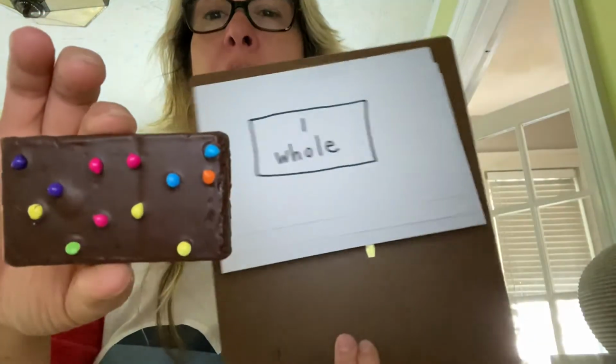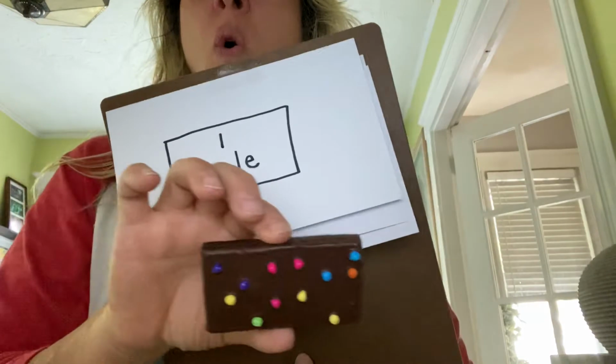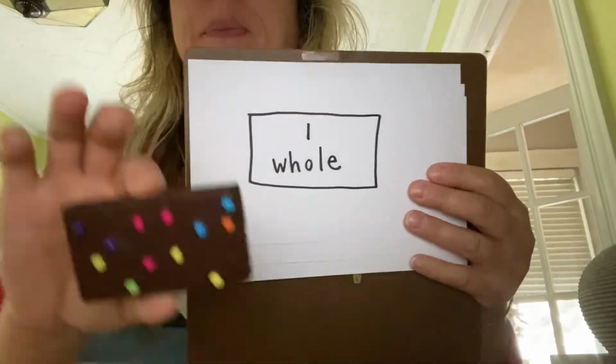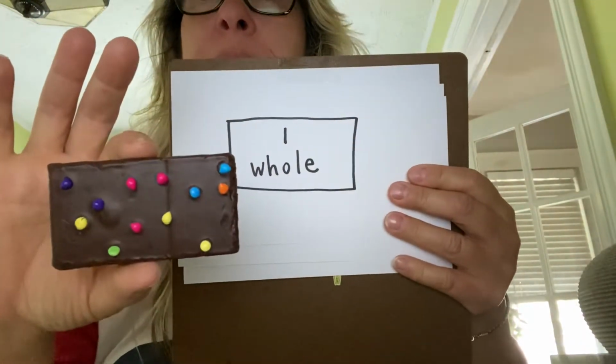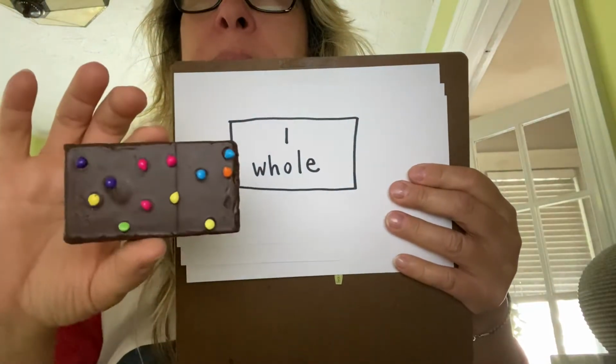This brownie is one whole brownie. So when we talk about this brownie, we talk about one whole of something. The whole brownie. And we write it like this.